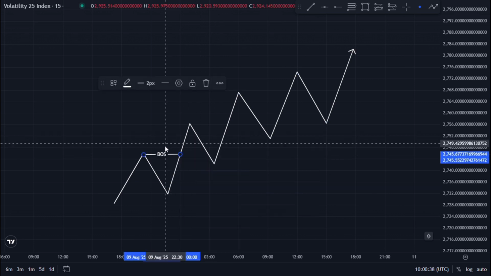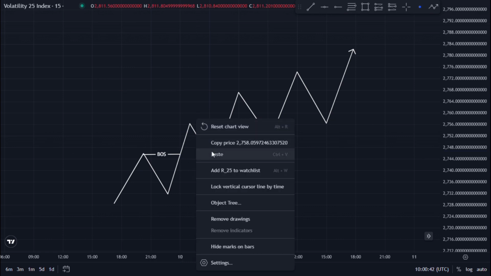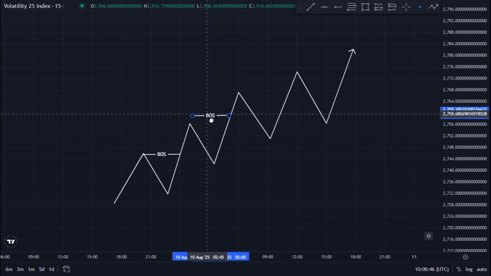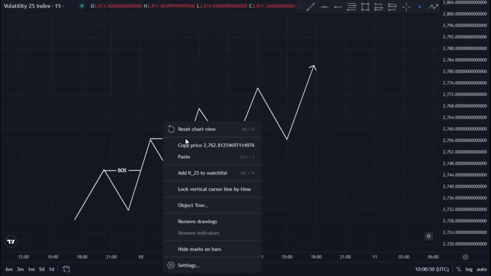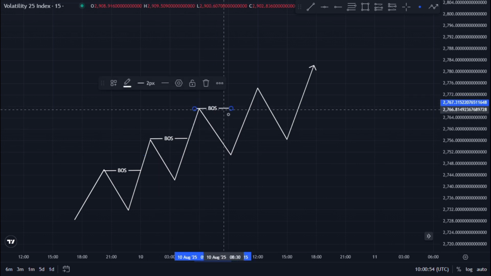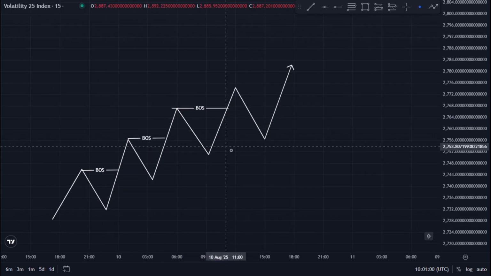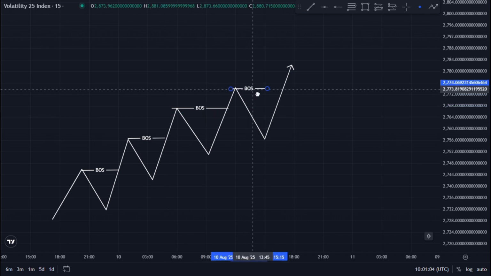Let me copy this. We have another BOS here. We have another BOS here. We also have another BOS up here. BOS, break of structure, in case you don't know what BOS means. Another break of structure here.